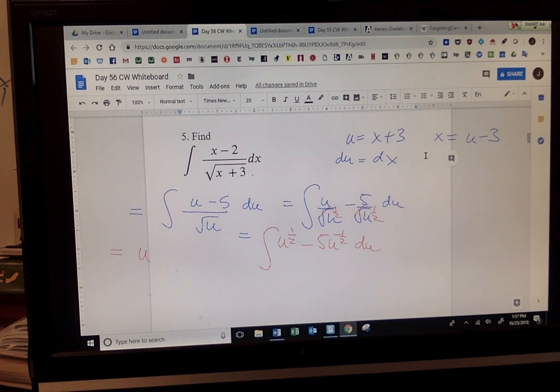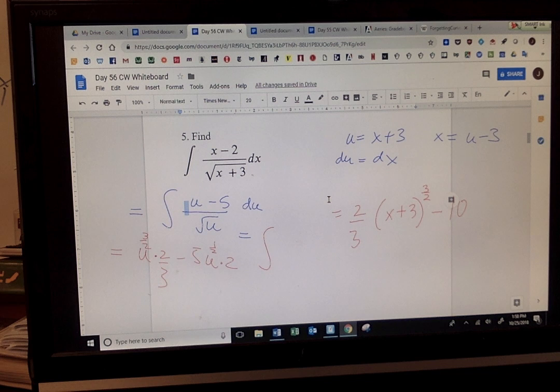u to the power of 3 halves times 2/3. Careful. Minus 5 u to the power of, that's negative 1 half, plus 1 is 1 half, times 2. Is that clear? Let's rewrite. So that's 2/3. What was u again? Because we can plug in right here, right? To the power of 3 halves minus 10 times x plus 3 to the power of 1 half, plus C. Thank you.